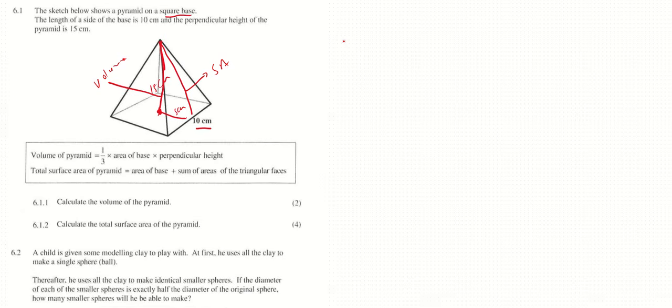The volume of the pyramid is just 1/3 because it's a pyramid: 1/3 times the area of the base, which is side squared, times height. So that is 1/3 times 10 squared times 15, which gives us 500 centimeters cubed, because that is in centimeters. Calculate the surface area of the pyramid.